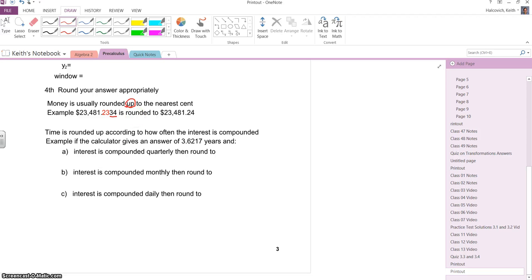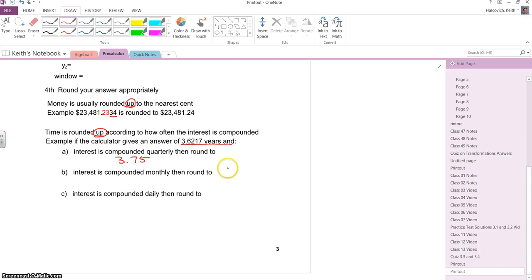Time is rounded up according to how often the interest is compounded. Example, if the calculator gives us an answer of 3.6217 years and it's compounded quarterly, then we round to the nearest quarter, which would be 3.75. But remember, it's rounded up. So the nearest quarter from 0.62 would be 0.75.